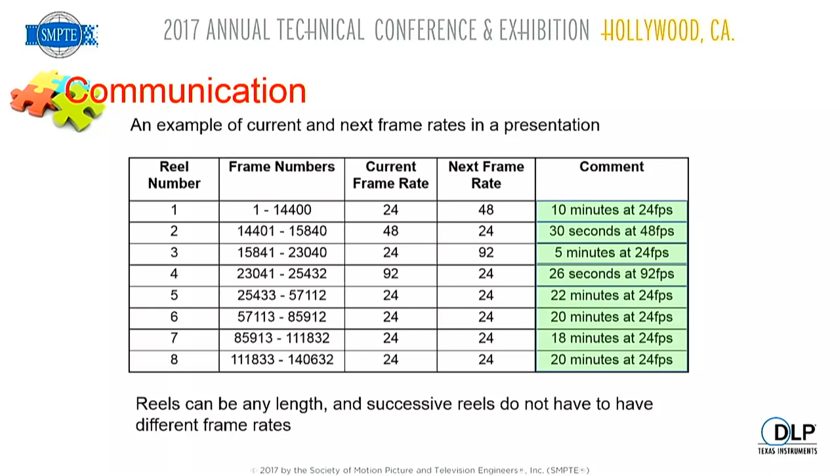That's fine. The important thing is a reel can be any length you want. It doesn't have to be 20 minutes. And successive reels don't have to have different frame rates. Reels 5 through 8 are a normal movie. There's no reason to change what everybody is doing now. If it's 24 frames a second, and the next one is 24 frames a second, and the next one is 24 frames a second, just tell me. It's 24 frames a second. I'm fine.